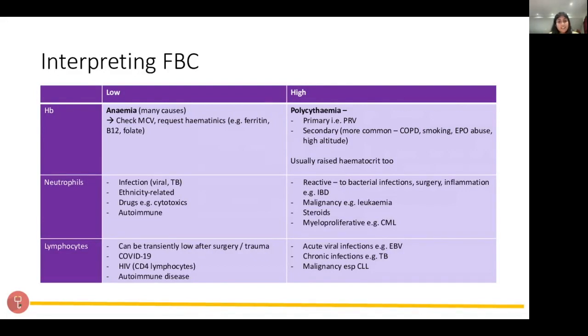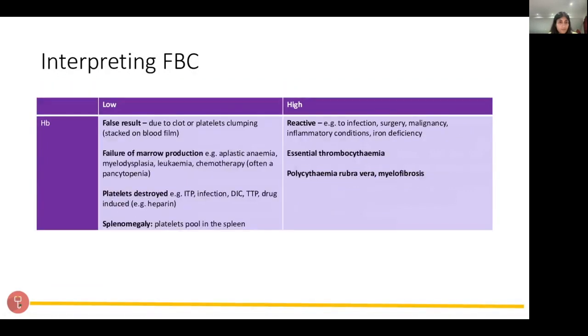And then for high lymphocytes, annoyingly, again, some viral infections can cause high lymphocytes like EBV, chronic things as well like TB, and then any malignancies that involve your lymphocytes, so the lymphocytic leukemias, for example. Okay, that's that.